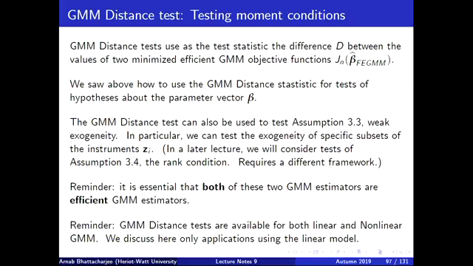Once again, it is important that both the two GMM estimators are efficient GMM estimators. Remember that the way we have implemented this as a distance GMM, we are actually computing two estimators. But conceptually, this is like a Wald test because asymptotically it is equivalent to a Wald test. In practice, we actually estimate both models.